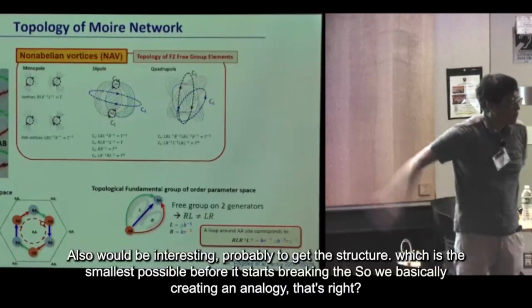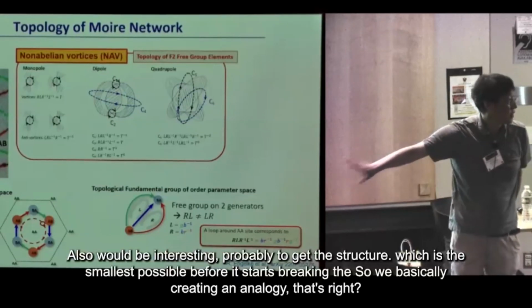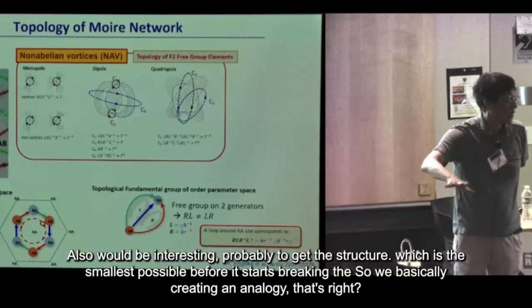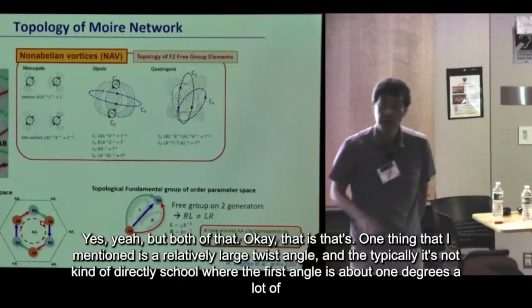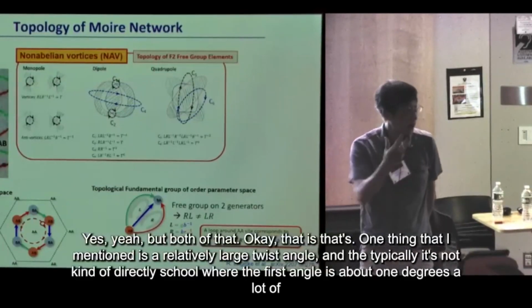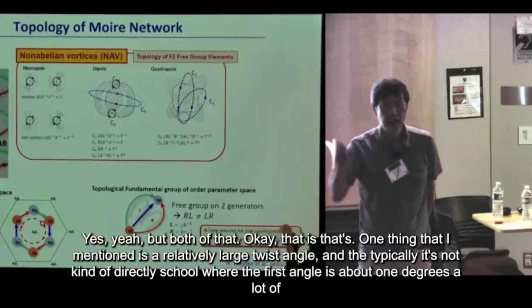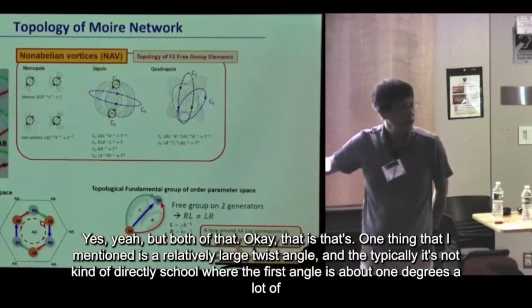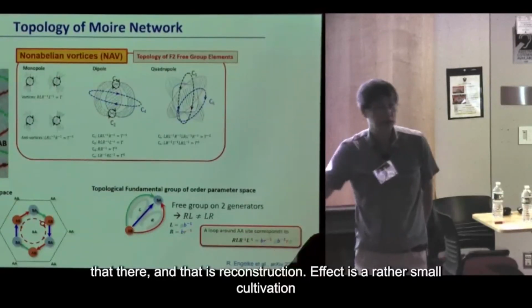Yeah. But note that the network I mentioned is at a relatively large twist angle, and typically it's not directly applicable for most of the samples here. The twist angle is about 1 degree or larger than that, and the lattice reconstruction effect is a rather small perturbation rather than such a strong effect as I was discussing.